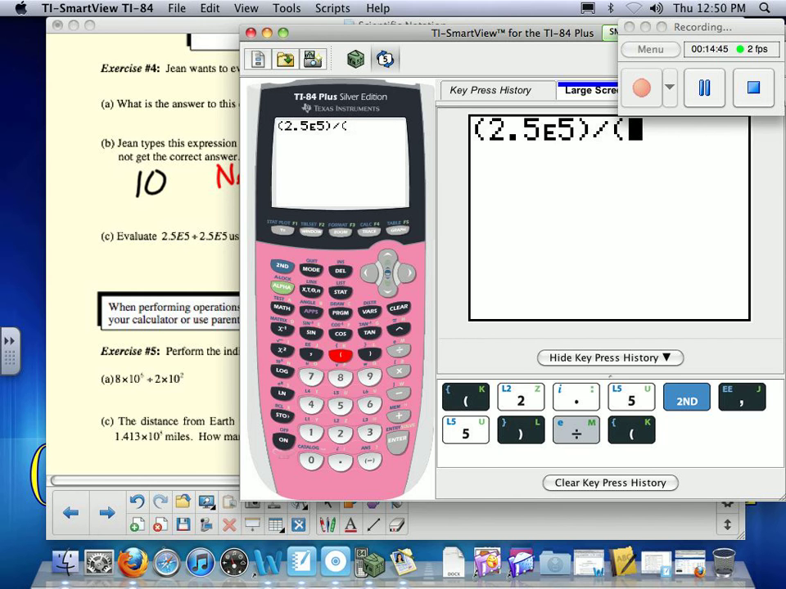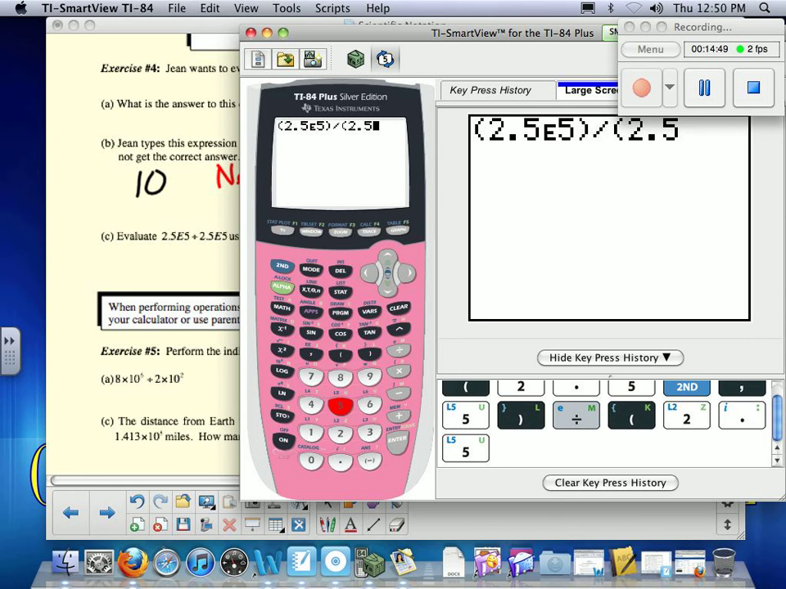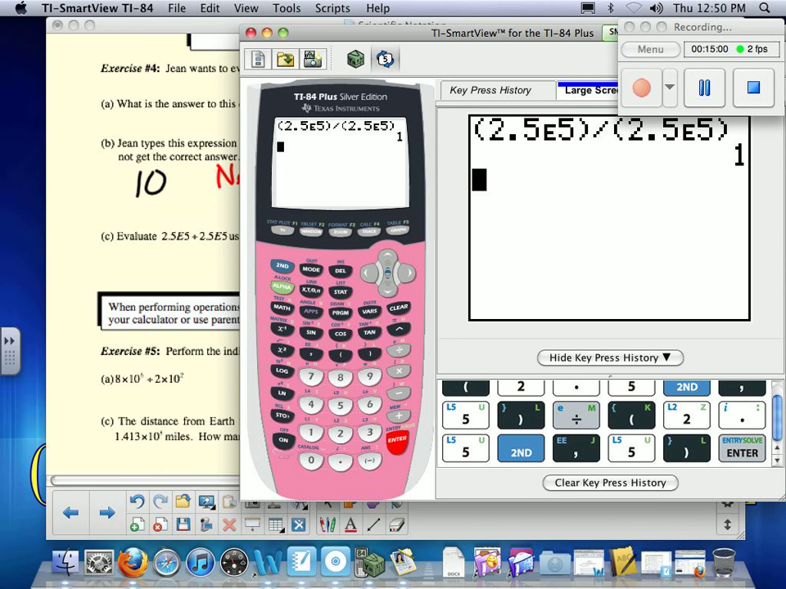Why are you putting it in parentheses? I need to take all of the stuff on top and divide it by all the stuff on the bottom. So the parentheses allow me to group that together. Oh, okay. So the calculator knows to keep all this together, then keep all that together. Now it's 1. It should be. Ah, correct.